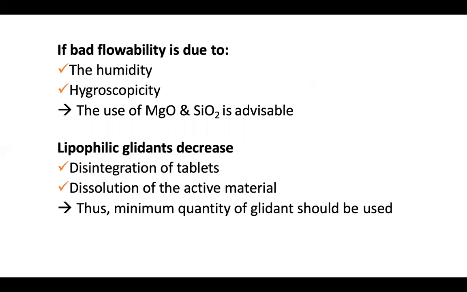If bad flowability is due to humidity, hygroscopicity, then what is the use of magnesium oxide and silicon dioxide? If the powder has become humid, hygroscopic in nature, you have to add magnesium oxide or silicon dioxide, which is advisable. If it is a lipophilic glidant, it decreases what? The disintegration of tablets, dissolution of active materials, thus minimum quantity of glidant should be used.